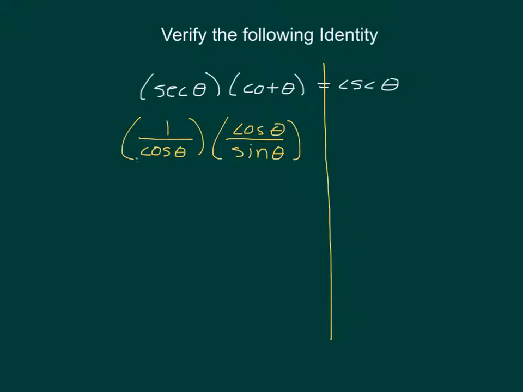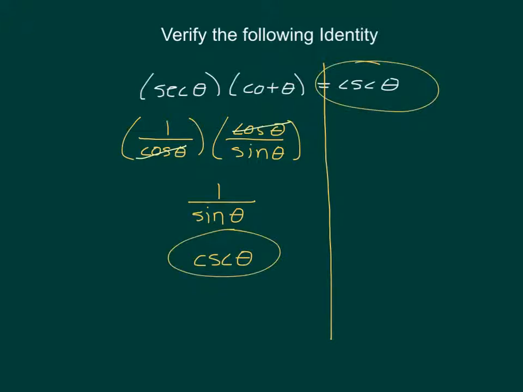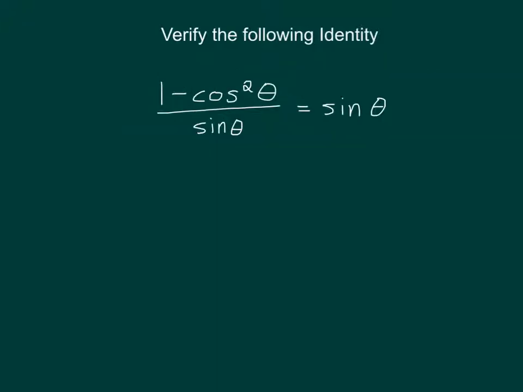In this case, the cosine thetas are going to cancel. We're left with 1 over sine theta, which is cosecant theta. Got that here, got that here, we're finished. Another verification, there is a line going down here.